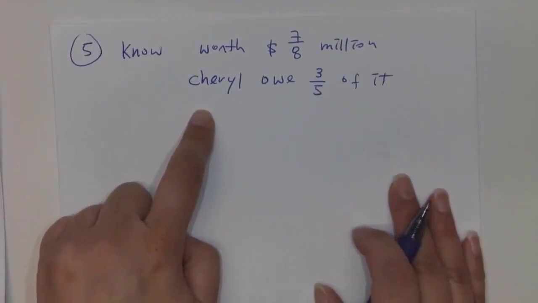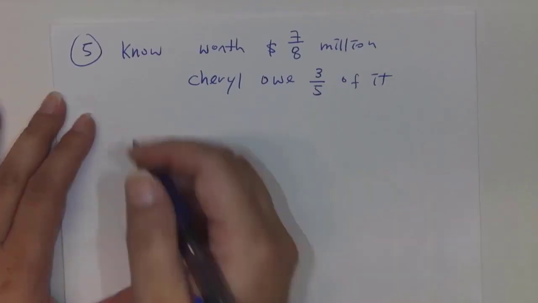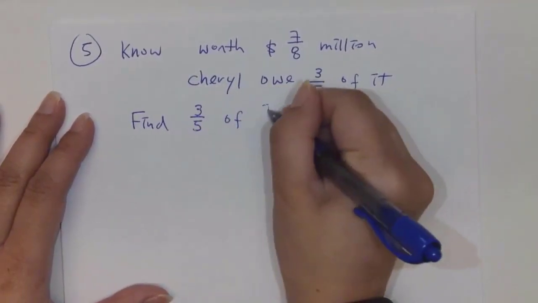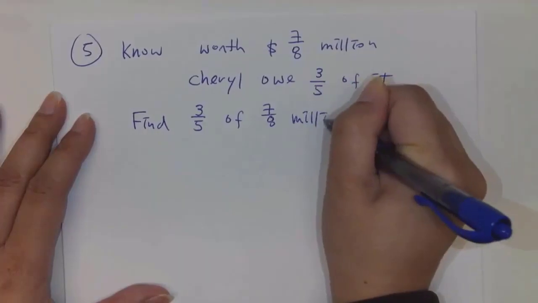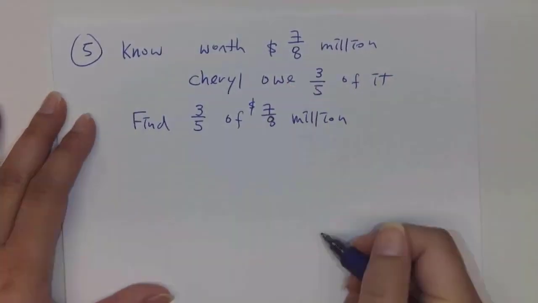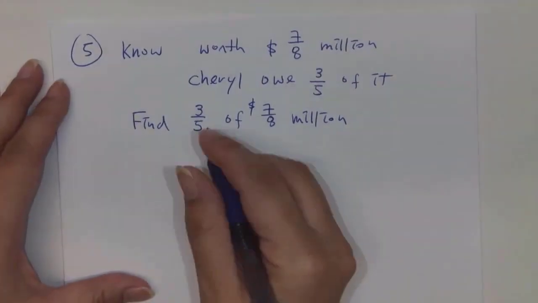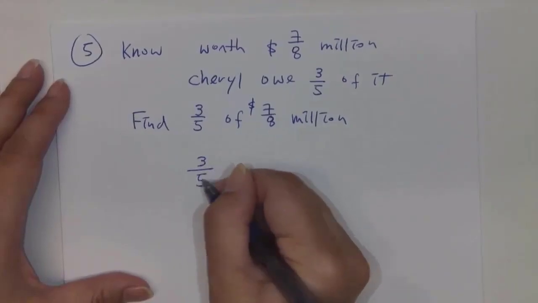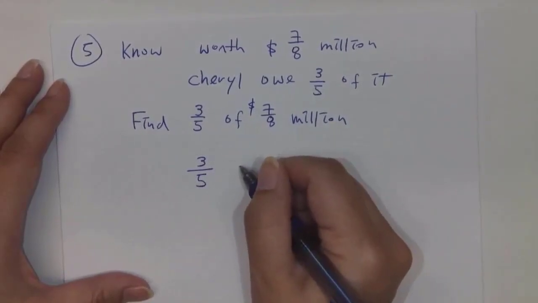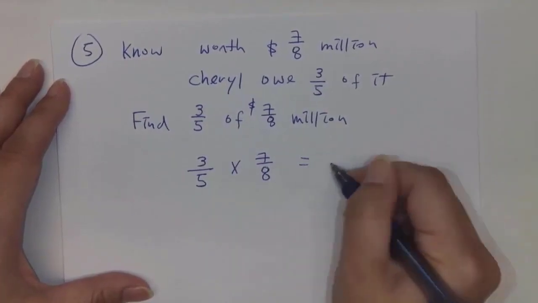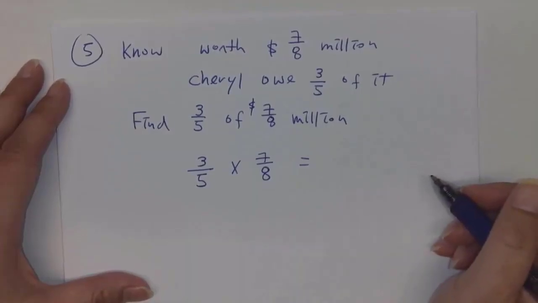So this is going to be what kind of operation? Multiplication, because we are trying to find basically 3/5 of 7/8 of a million. And let's just do regular math for this one, because if we draw, it's going to be messy. So 3/5 of, you said, is what kind of operation? Multiplication, 7/8.